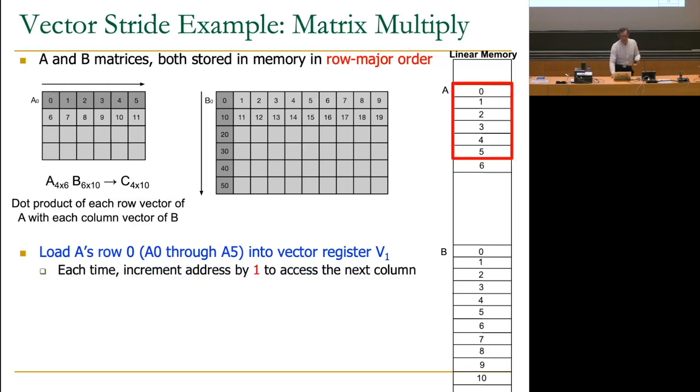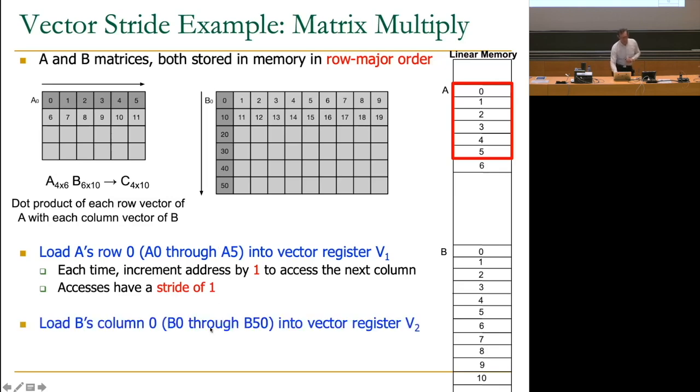And these are consecutive in memory. Each time you increment the address by 1 to access the next column, or next element in the row. Clearly, it's the next column. So this is a case where we have a stride of 1. Consecutive elements are in consecutive locations. The distance in memory is 1 apart in terms of the address. Now, if you're loading B's column 0, that's not the case, as you will see. We want to load B0 at offset 0, B10, B20, B30, B40, B50 into the second vector so that we can actually do the vector dot product.